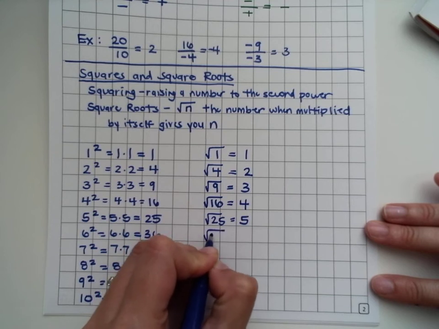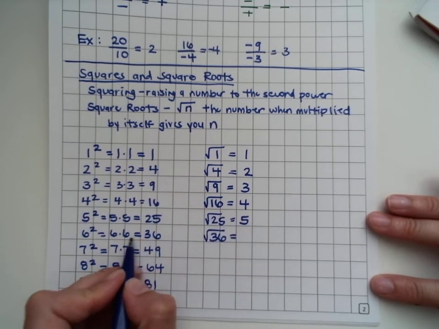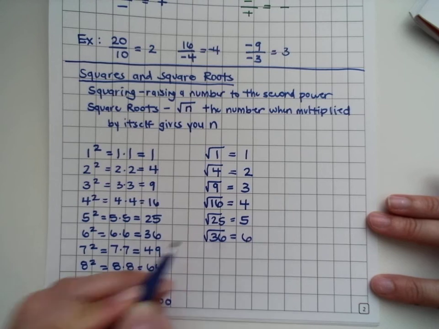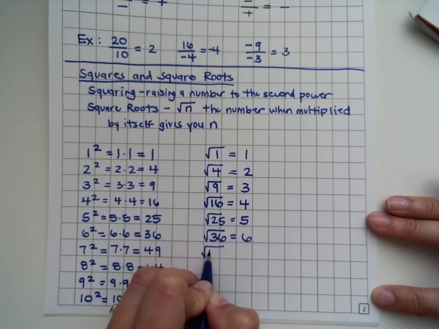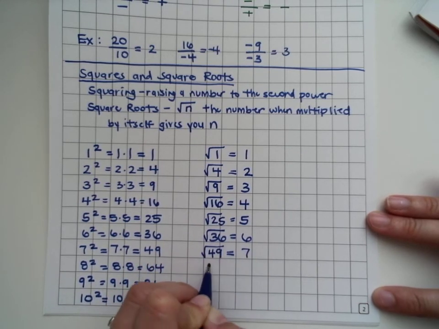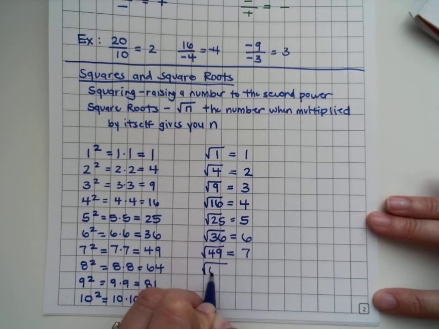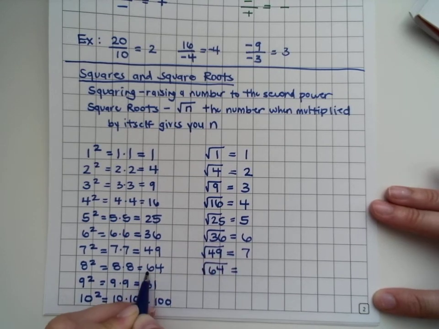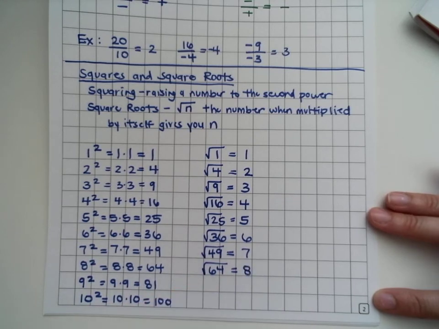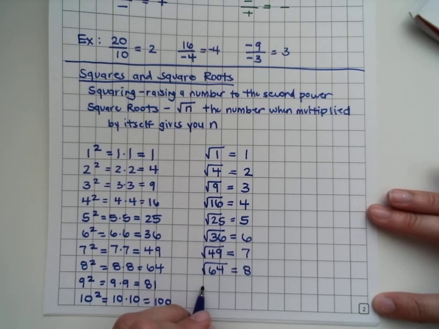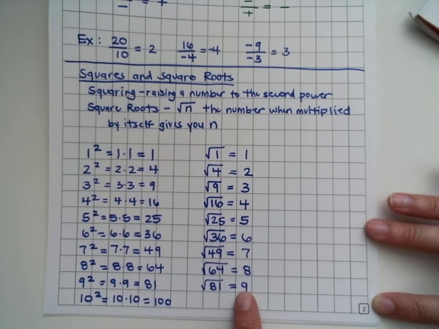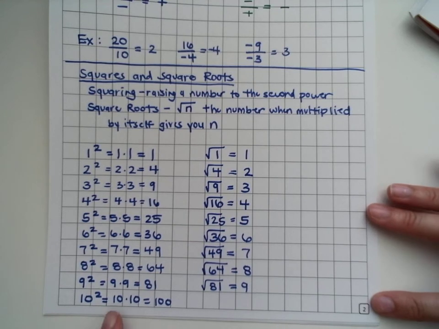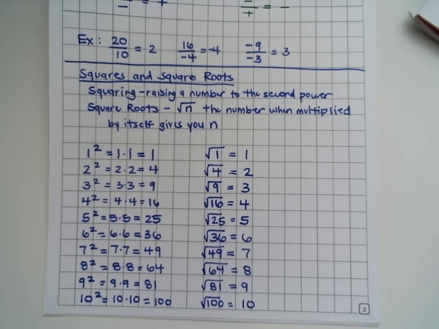The square root of 36, what number times itself gives us 36? That's 6. I think you probably get the hang of it. The square root of 49 is 7 because 7 times 7 is 49. The square root of 64 is 8 because 8 times 8 is 64. The square root of 81 is 9 because 9 times 9 is 81. And the square root of 100 is 10 because 10 times 10 is 100.